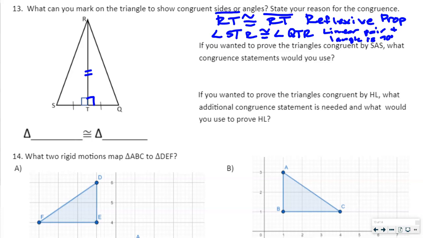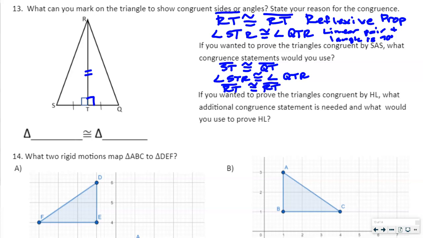Okay, so it says if you want to prove the triangles are congruent by side angle side, what congruent statement would you use? So look, we've already got everything marked that we need, right? So can't we say that ST is congruent to QT? That's your one tick side down there. Then we've got angle STR is congruent with angle QTR. And then we're going to say that side RT is congruent with side RT, right?